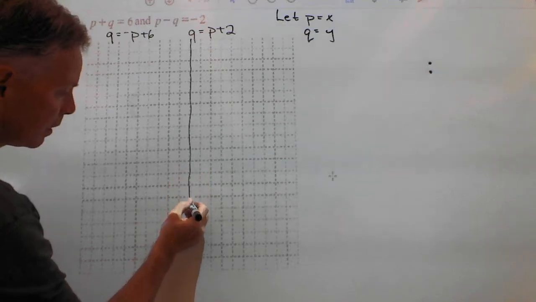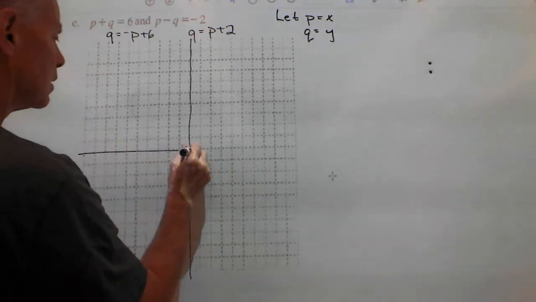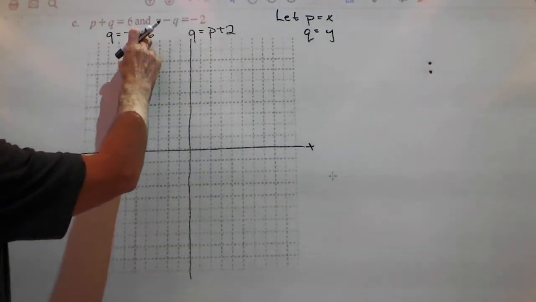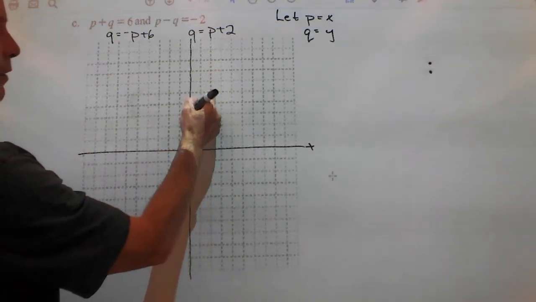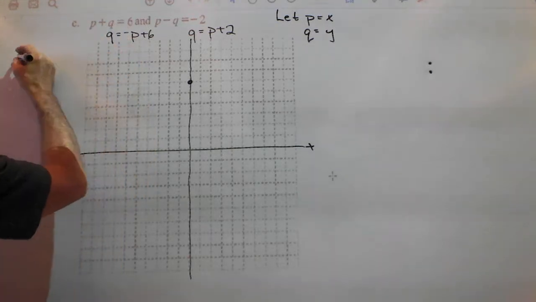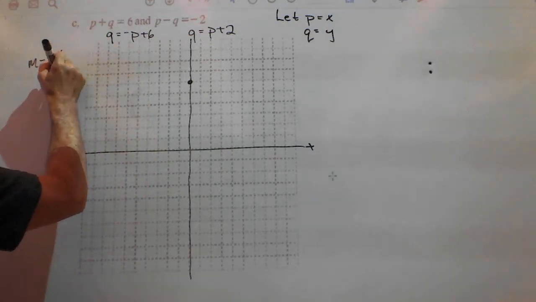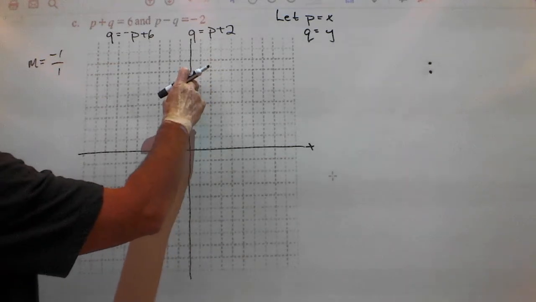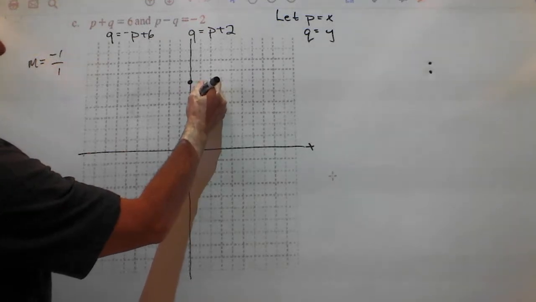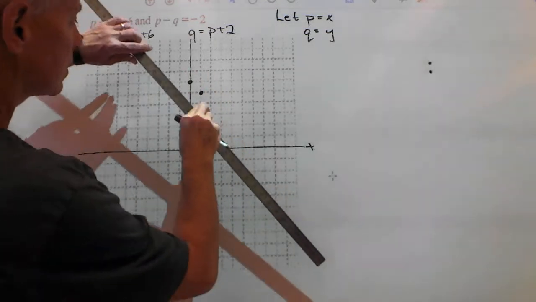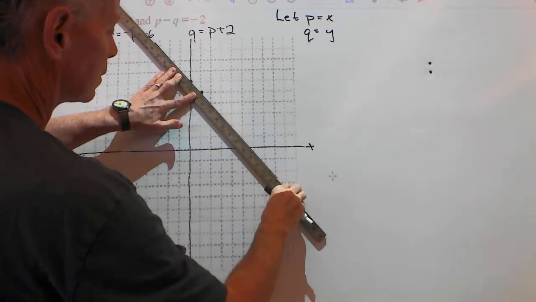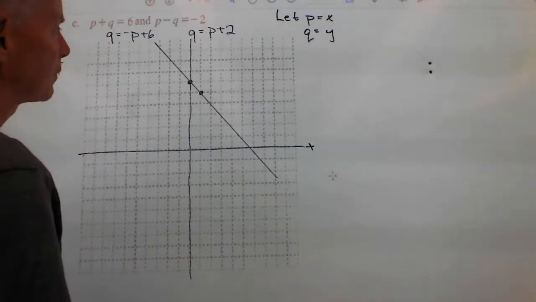Now I have two equations in slope-intercept form. And our x and our y. For this one, we have a y-intercept of 6. So that's right here. And we have a slope of -1. So I'll just write that over here. -1/1. So that means to get from this point to a second point, you have to go down 1 and right 1. There's our second point. And by joining up the points, we end up with a line that looks like this.